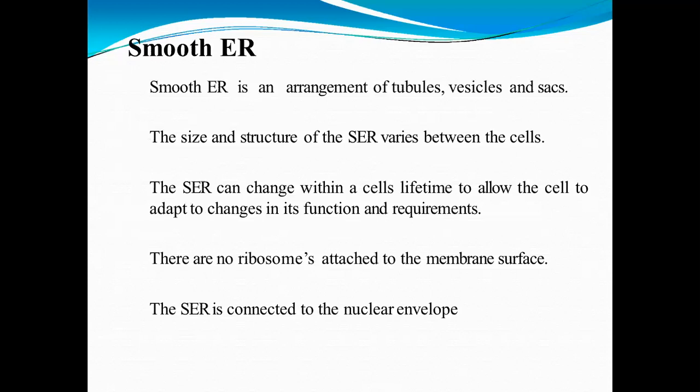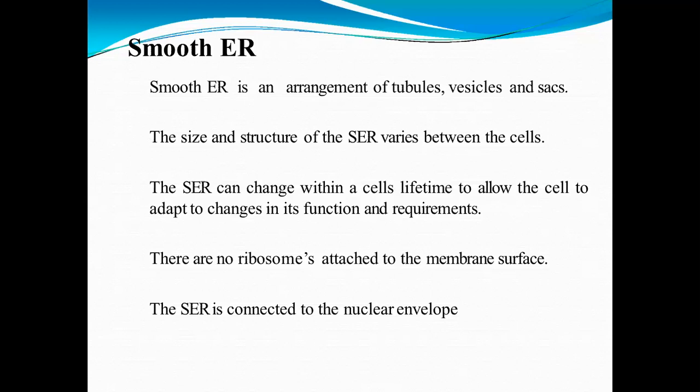Then we have smooth endoplasmic reticulum that does not have ribosomes on its surface. So smooth endoplasmic reticulum is an arrangement of tubules, vesicles, and sacs. The size and structure of smooth endoplasmic reticulum varies depending on the different types of cells. However, smooth endoplasmic reticulum can change within a cell over its lifetime to allow the cell to adapt to changes in its function and requirements. There are no ribosomes attached to the membrane surface, as we already discussed. However, rough endoplasmic reticulum has.